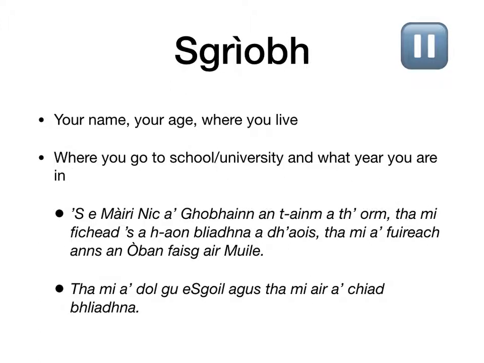So we've got another little Sgrìobh one, and this adds to what you've done. So Sgrìobh your name, your age, and where you live, and where you go to school, university, and what year you are in. So in this case, we've got 2 bullet points here.